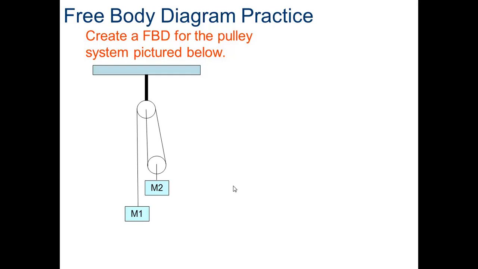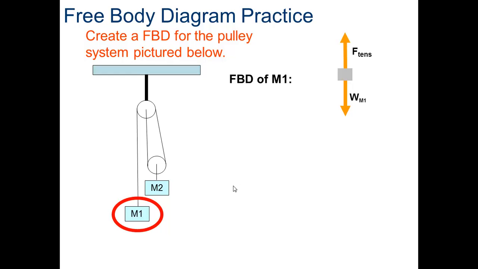Let's try the pulley system below. I want to draw a free body diagram just of mass number 1. So there's my object, there's the weight of the object, and then there's a force due to tension acting upwards. There's only 2 forces acting on mass number 1.